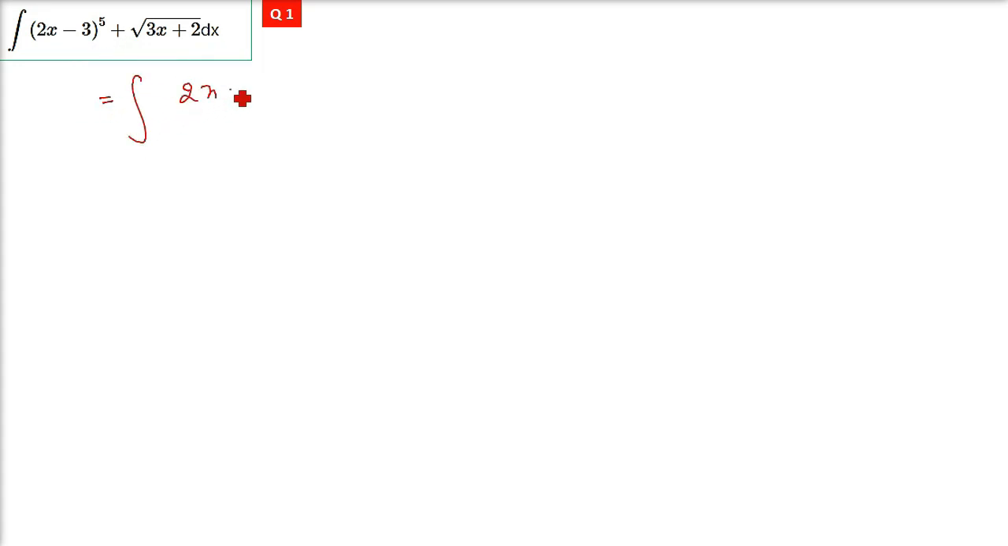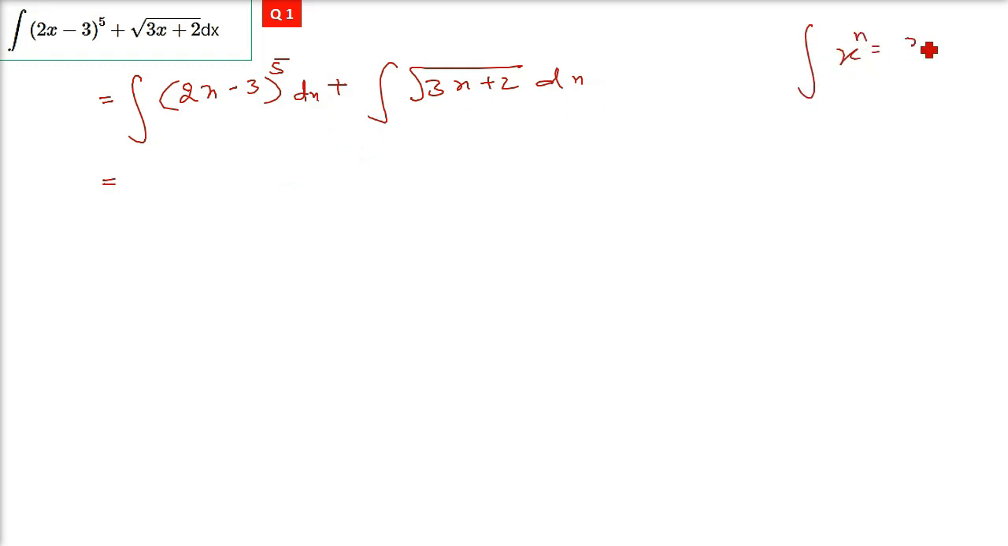There are two terms actually here: (2x minus 3) raised to the power 5, and the second term in the integration is under root (3x plus 2) dx. dx is always there even if I write it or not, please remember. Now the integration of x raised to the power n is x raised to n plus 1 divided by n plus 1, that you already know, with the constant of integration. Under root of x is equivalent to x raised to the power half. So here also we are going to use the same results.